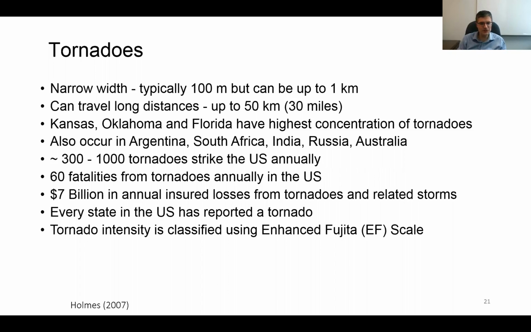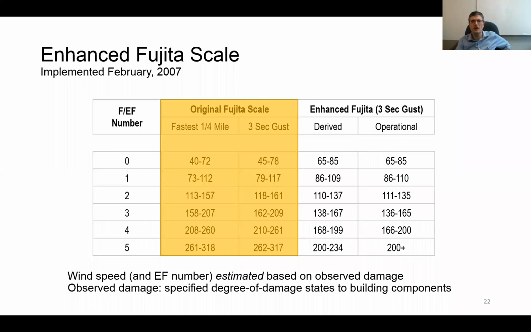In the US, somewhere on the order of 300 to 1,000 tornadoes strike annually, with an annualized rate of 60 fatalities and $7 billion in insured losses. Every single state in the union has reported tornadoes in the past, and tornado intensity is classified by what's now called the Enhanced Fujita Scale, which is shown here. The one that's blocked out with yellow is the original or older Fujita scale. So the one we're currently using is the one on the right.